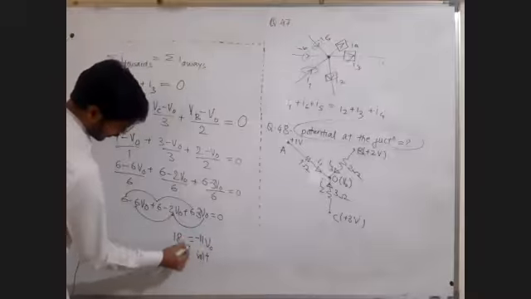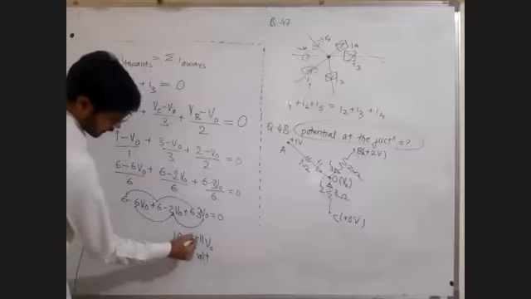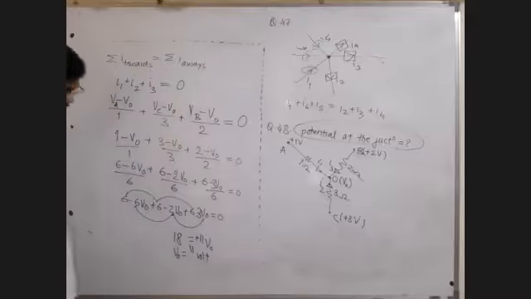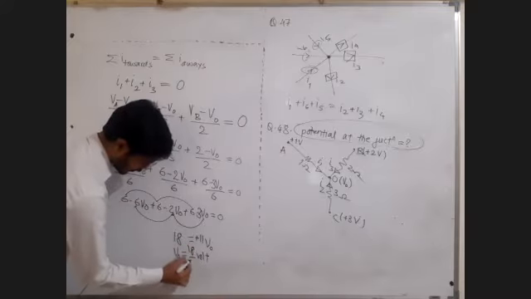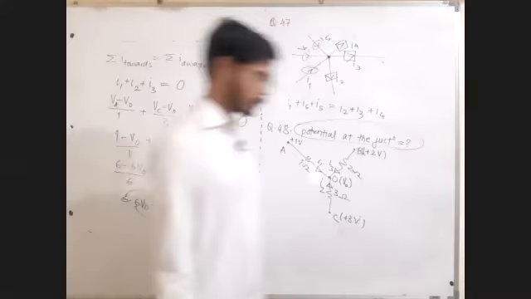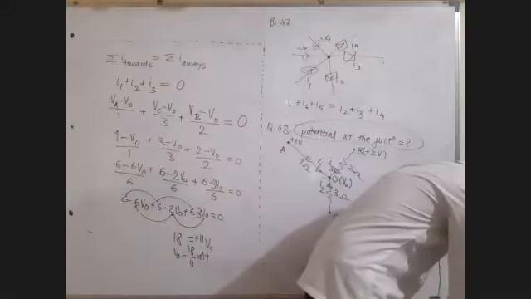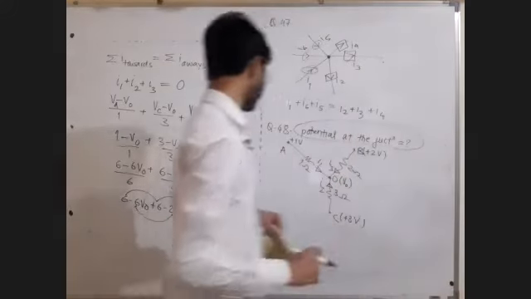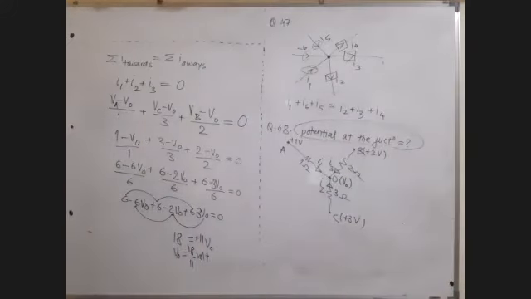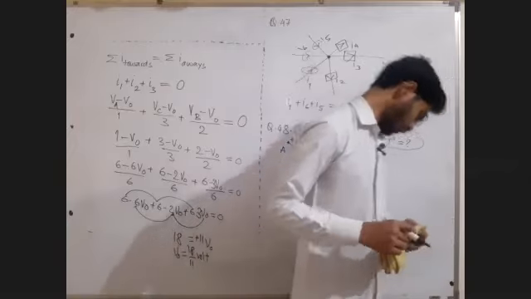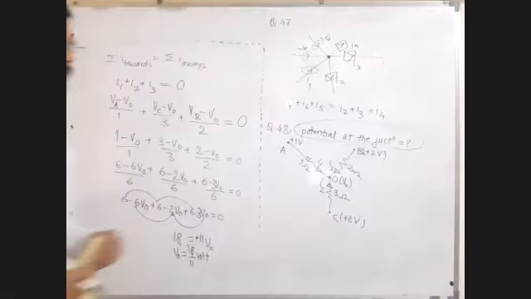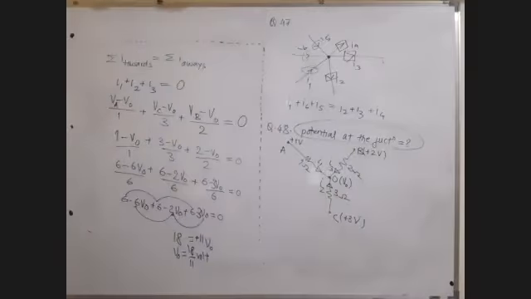So V naught will be 18 upon 11. Sorry, that minus 11 will become on the right hand side plus 11. So that will be equal to 18 upon 11. Now check. What is their answer? 18 upon 11, option B. Now their answer, our answer is matching.